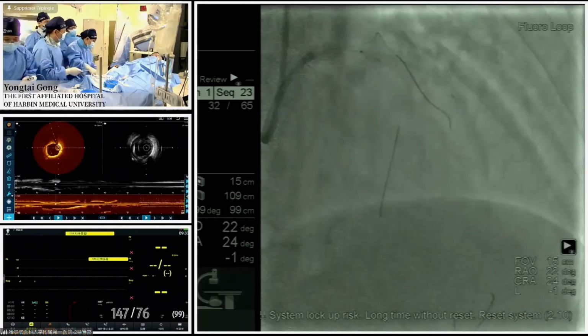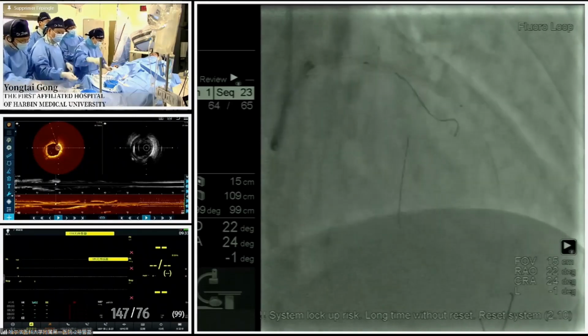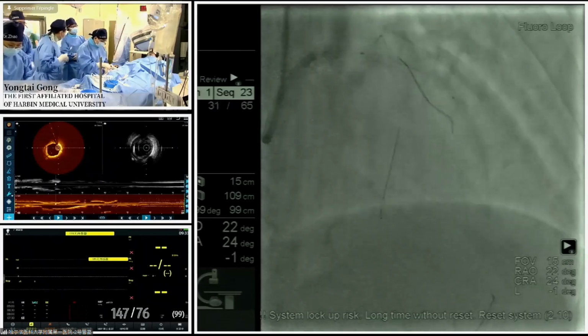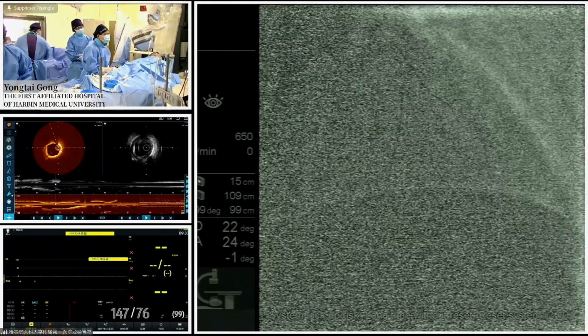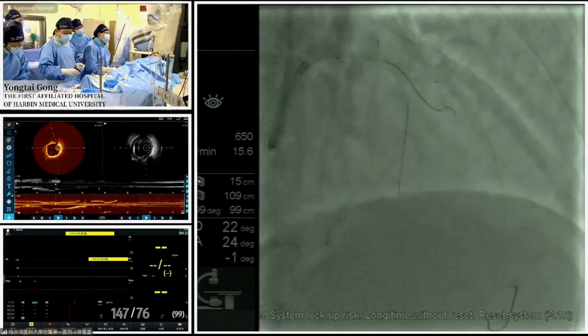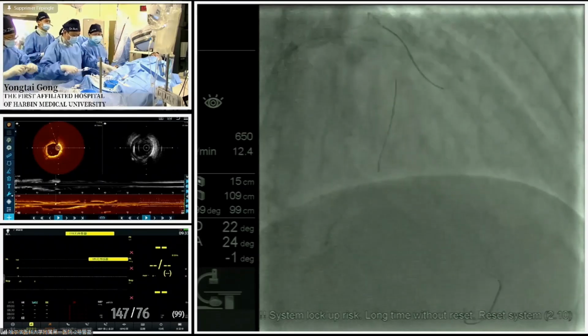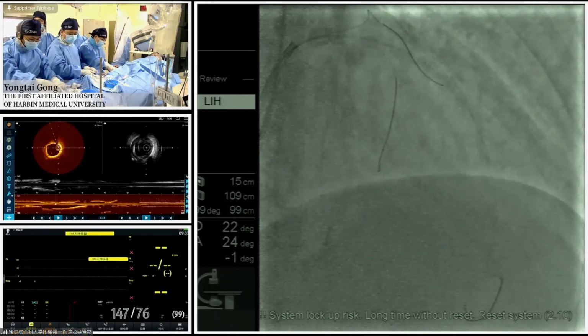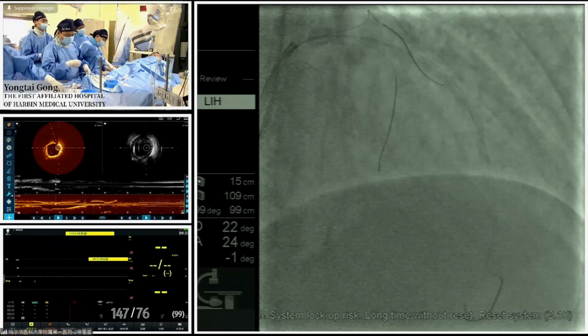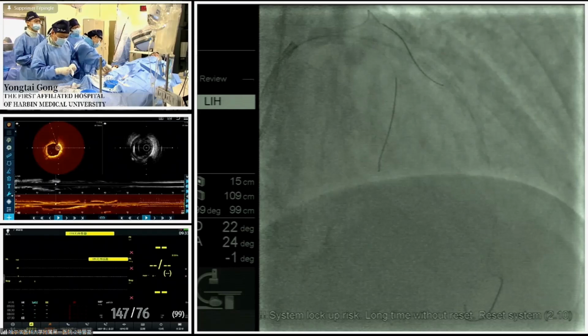So Dr. Gong, the first stent could be well expanded. Yes, and the next stent will deploy. Okay, the second stent. Can you give me the second stent? So what's the size of the second stent? 4.0, because the second stent will be extended to the left main, so it should be big, from the proximal segment to the left main body.